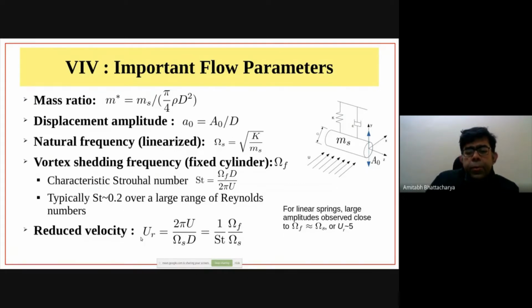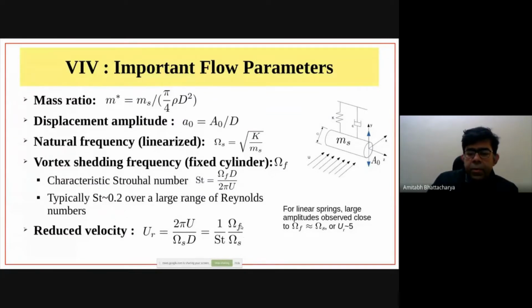And then you can also look at something called the reduced velocity. Now, reduced velocity is very important. Basically, it is the inflow velocity, the incident velocity of the fluid, normalized with respect to the spring constant. Basically you can rewrite this as 1 by Strouhal number times omega f by omega s. Remember, omega f is the characteristic vortex shedding frequency, and omega s is the linearized natural frequency of the spring.